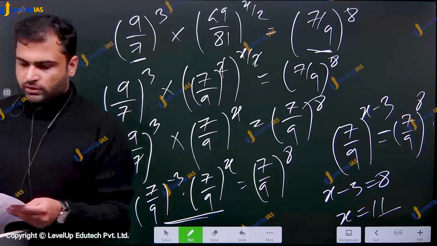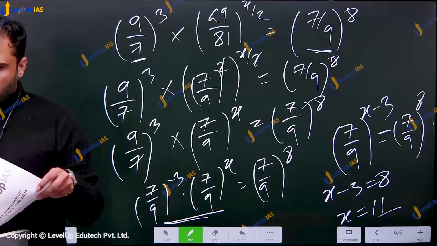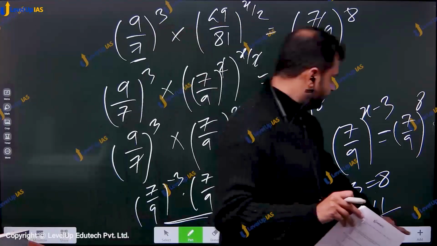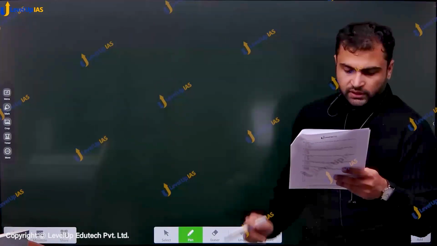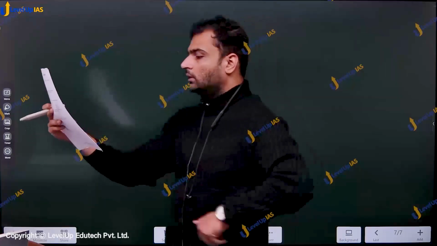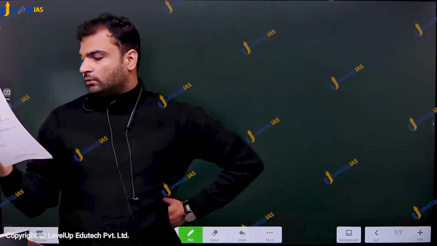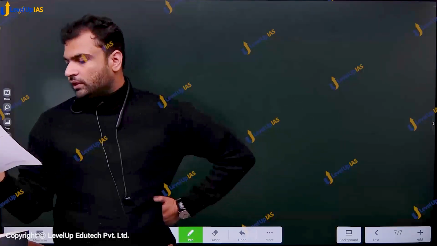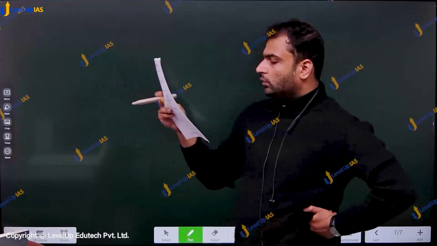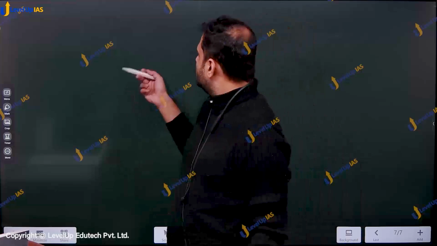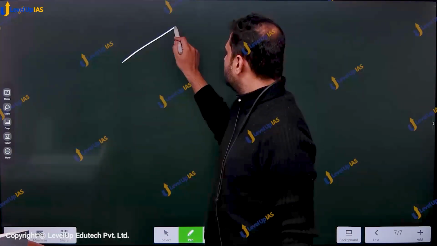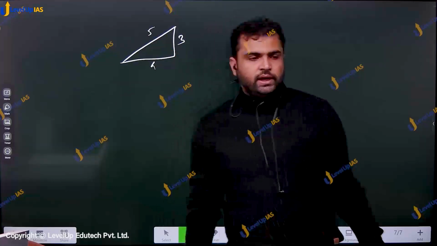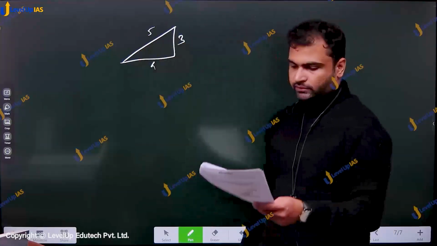Worksheet number 3, questions 17 and 21. Okay. Question 17 is a right triangle with sides 3, 4, 5 is rotated around the side of 3 cm to form a cone. The volume of cone is. So we have a 3, 4, 5 triangle. And this side is rotated.